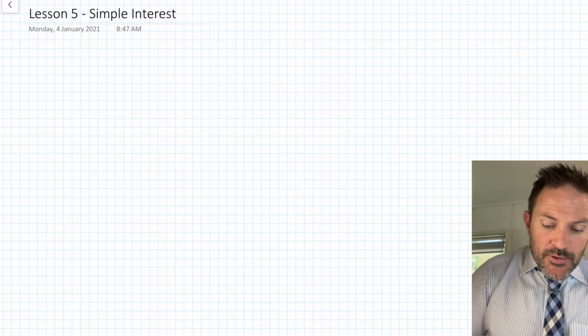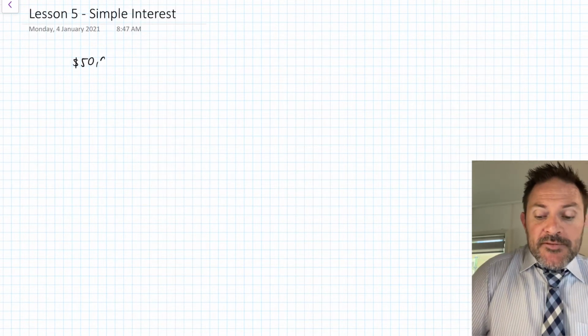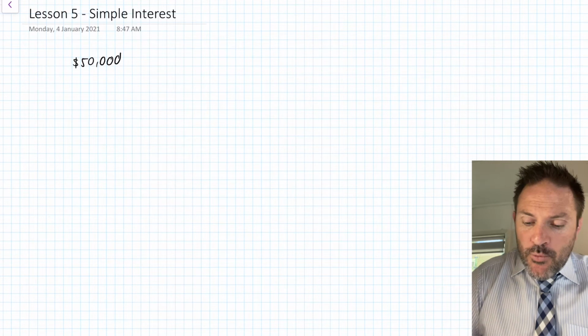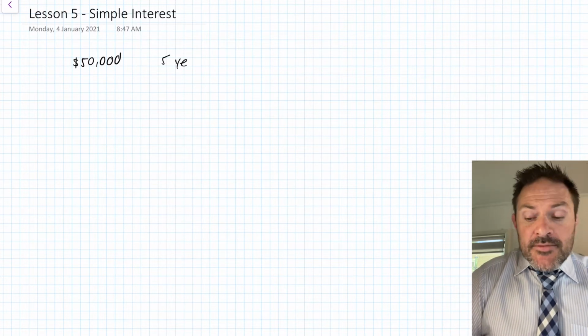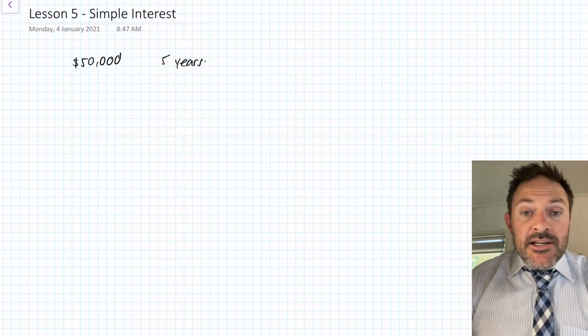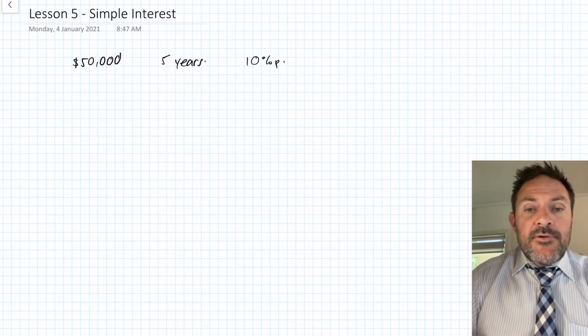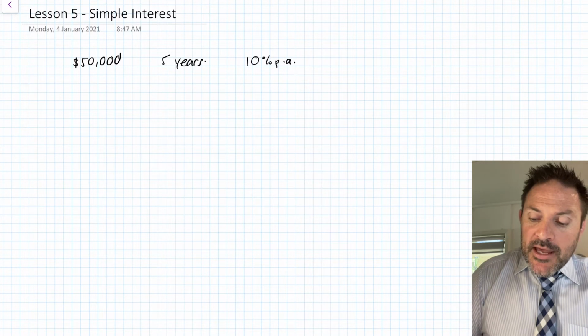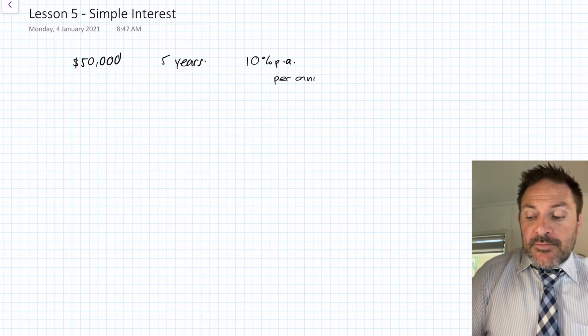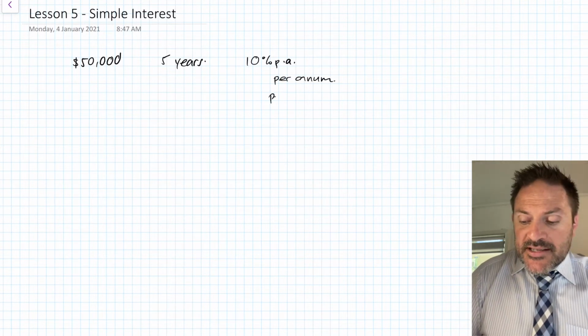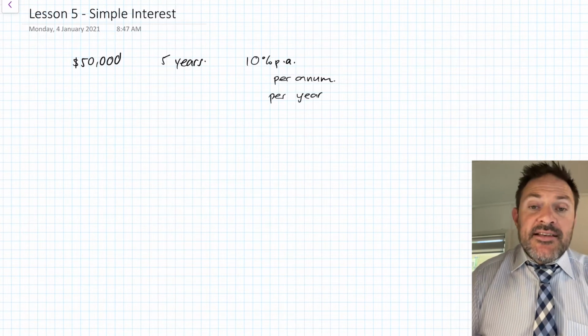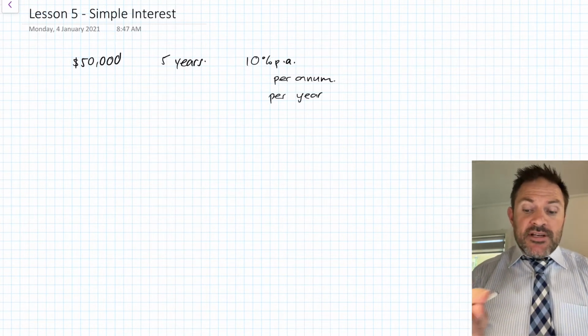Let's say I would like to borrow $50,000 from the bank. I say I want to borrow it over 5 years, and they tell me that's okay, but you have to repay us 10% every year. Now, PA means per annum. That's important for us to know. It means per year, so each year they're going to charge you 10%.